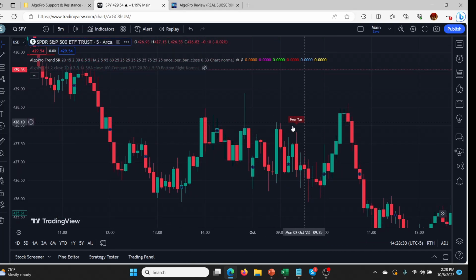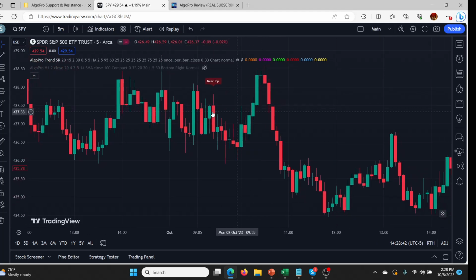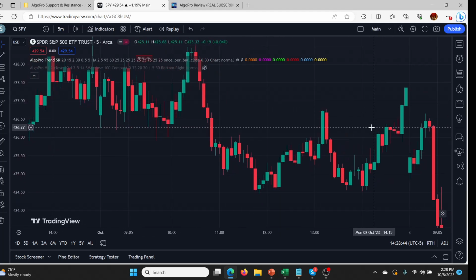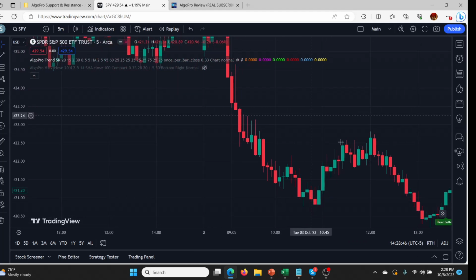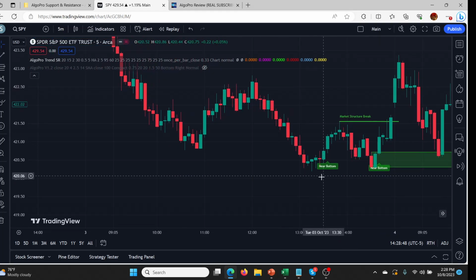They have these little weird tags that say near top and near bottom. Near top suggests that there's probably still more downside, but you don't really have a clue how long that's going to be. But you can see it was kind of near the top here, right? Because it continued all the way down to here, where we see a signal that says near bottom. And it's true, it's near the bottom.